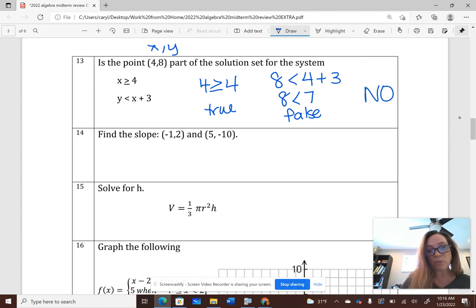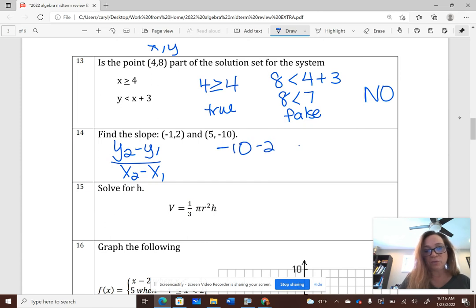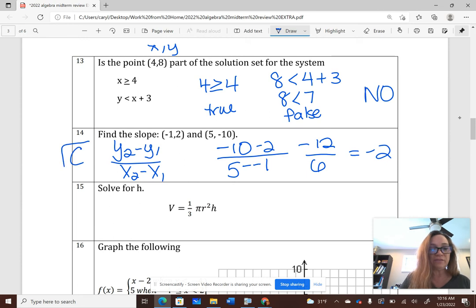All right, slope is y2 minus y1 over x2 minus x1. So -10 minus 2, which is -12, and you can use your calculator. And then 5 minus a -1, which ends up being 6. So the answer is -2. And you can use your calculator for this. For number 13, if you wanted, you could have drawn the picture.